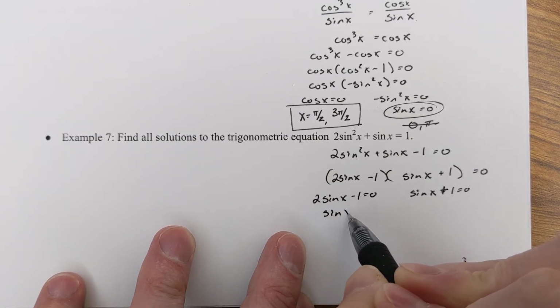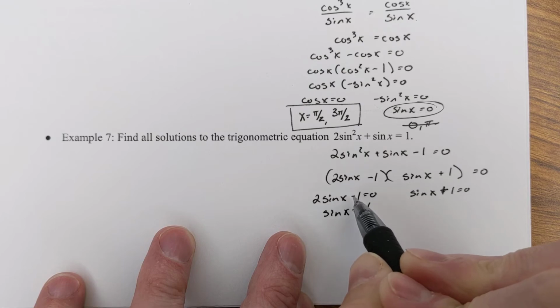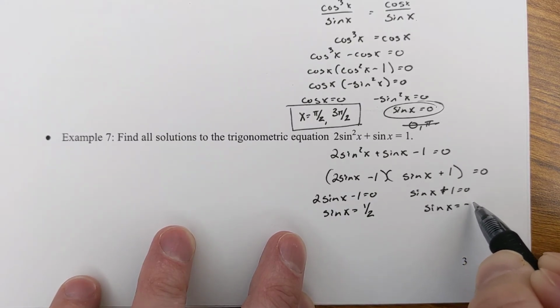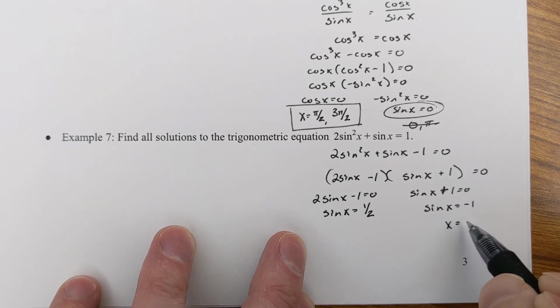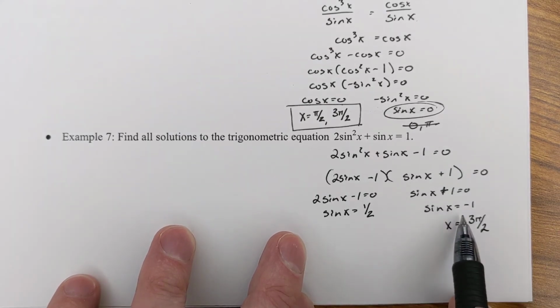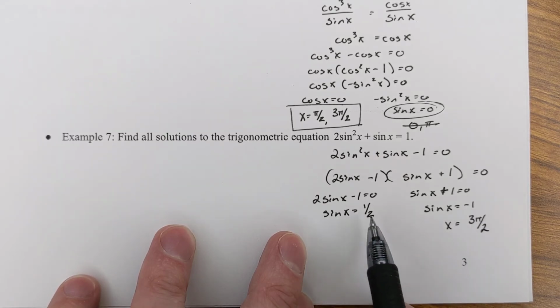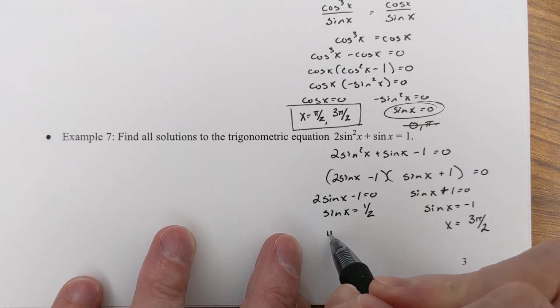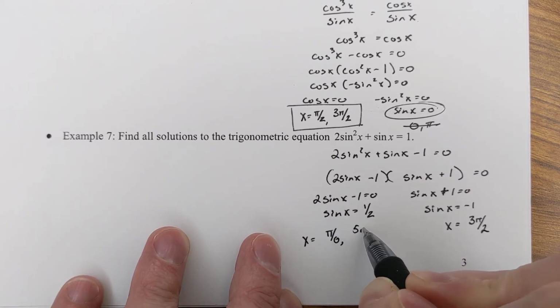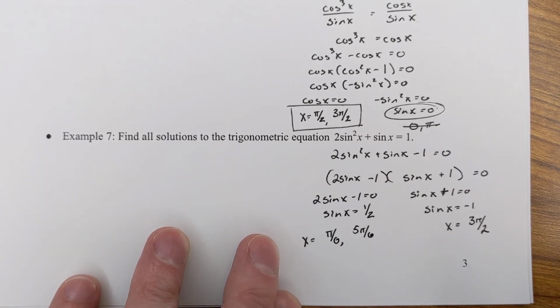So this one would become sine x equals 1/2. Add the 1 across, divide by 2. This one would become sine x equals -1. So this only has one solution. 3 pi over 2 is the only location that has a y value of -1. A y value of 1/2 occurs at pi over 6 and at 5 pi over 6 on the unit circle.